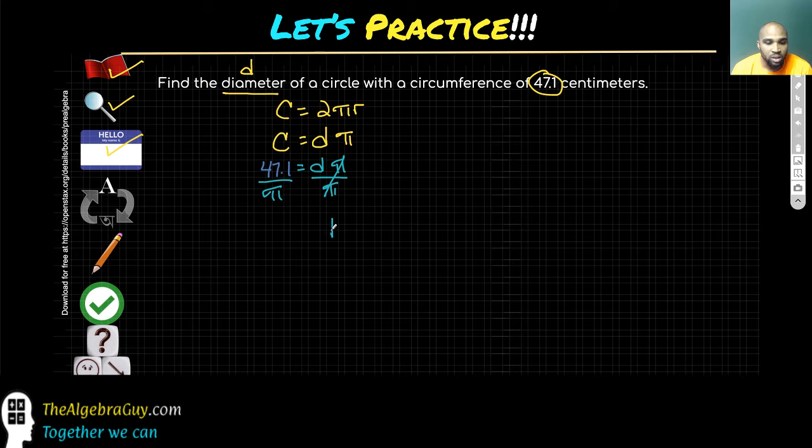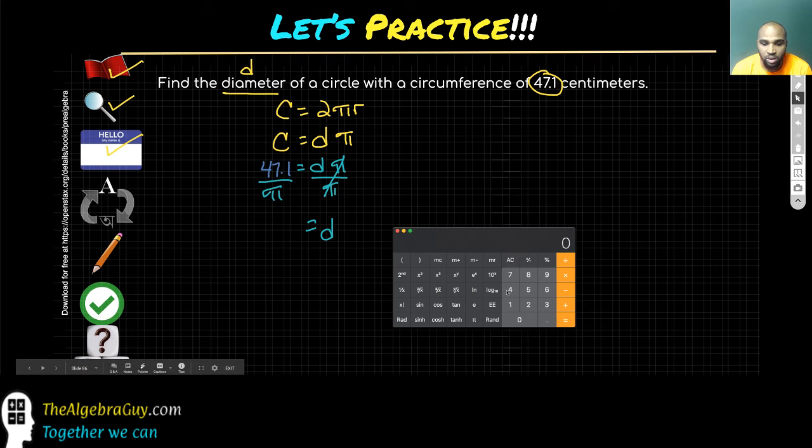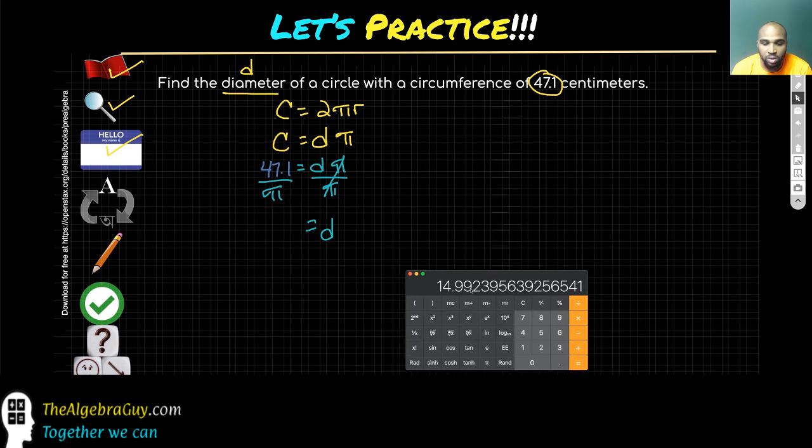So this leaves me with D equals 47.1 divided by pi. So 47.1 divided by, and here's my pi. Press equals, and there you go. So the hundredths place, wow, how interesting, because it's 14.99. So there's a hundredths place there. So my answer should be 14.99. Why? Because to the right of that hundredths place, I have a 2, which means the hundredths place is going to stay the same, which was a 9.